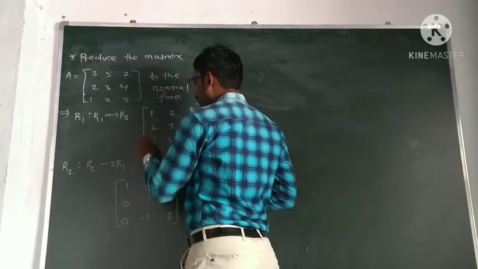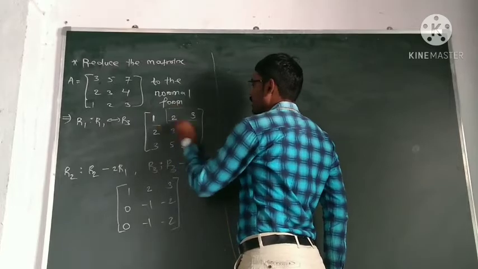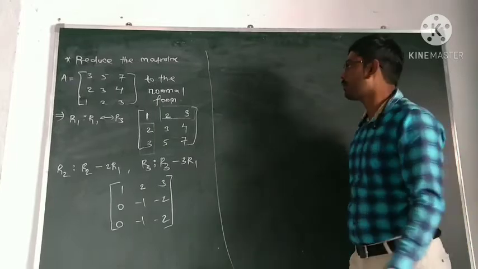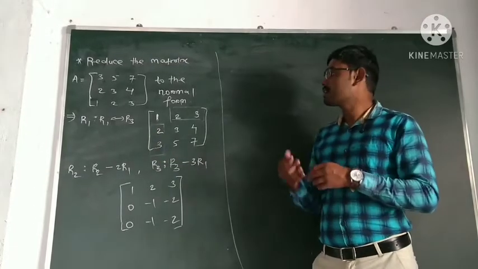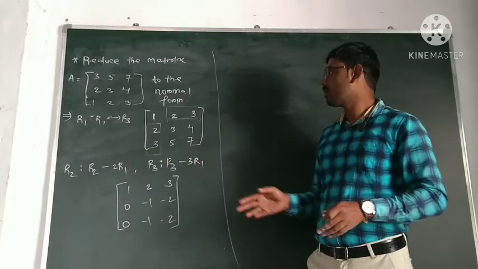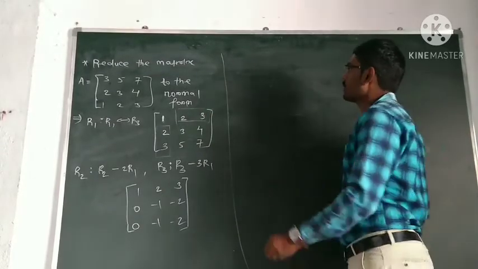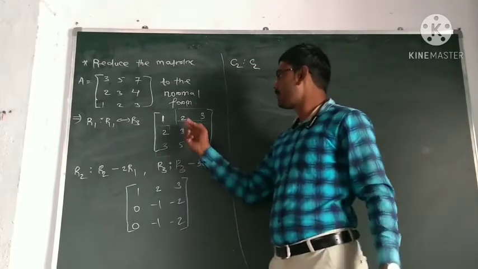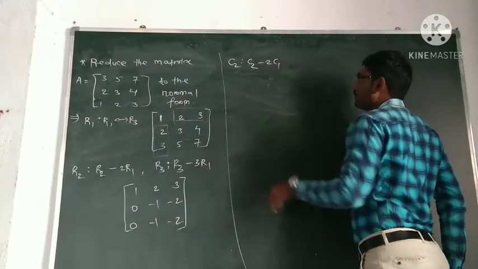Our first target was making these entries 0. Our next target is to make these two entries 0. For this purpose, we will apply the next operation, which is a column operation. In making the matrix into normal form, we can use row operations and also column operations. So now we will use column operations to make these entries 0 in this row. C2 changes to C2 minus 2 times column 1, since 2 minus 2 times 1 is 0.